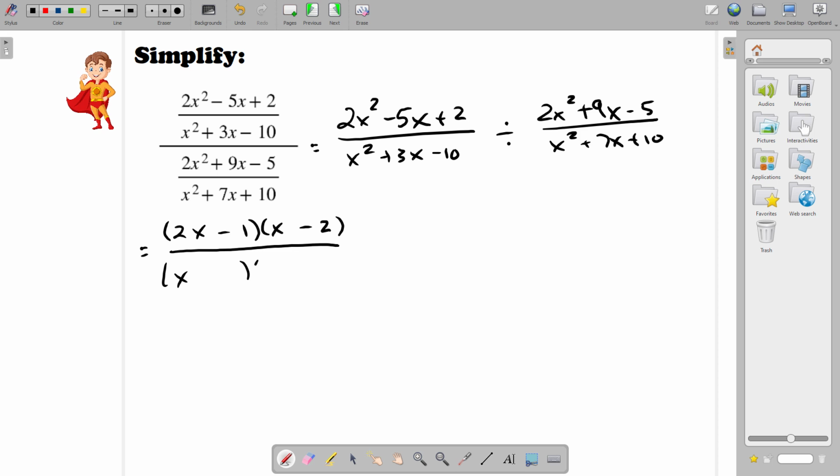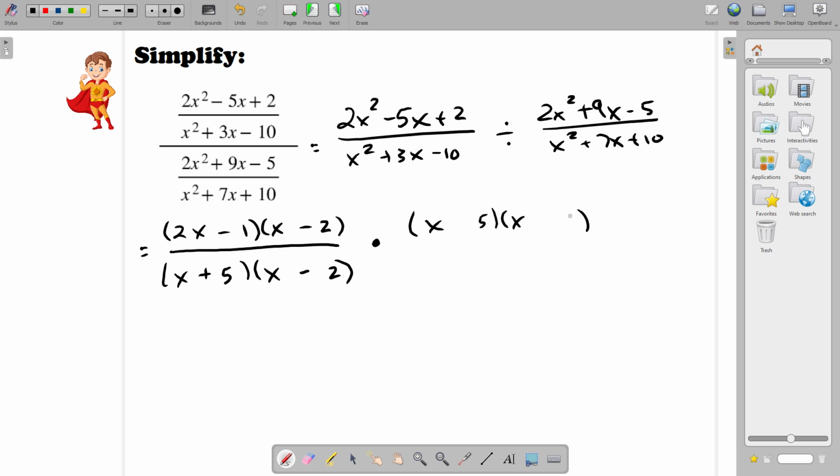On the bottom, factors of 10 would be 5 and 2. We need a positive 3, so I'm going to make the 5 positive, the 2 negative. And so x times x is x squared, negative 2x, and positive 5x gives me the positive 3x. Positive 5 times negative 2 is negative 10. Then I'm going to change to multiplication, and this fraction flips over, so I'm going to factor this on the top.